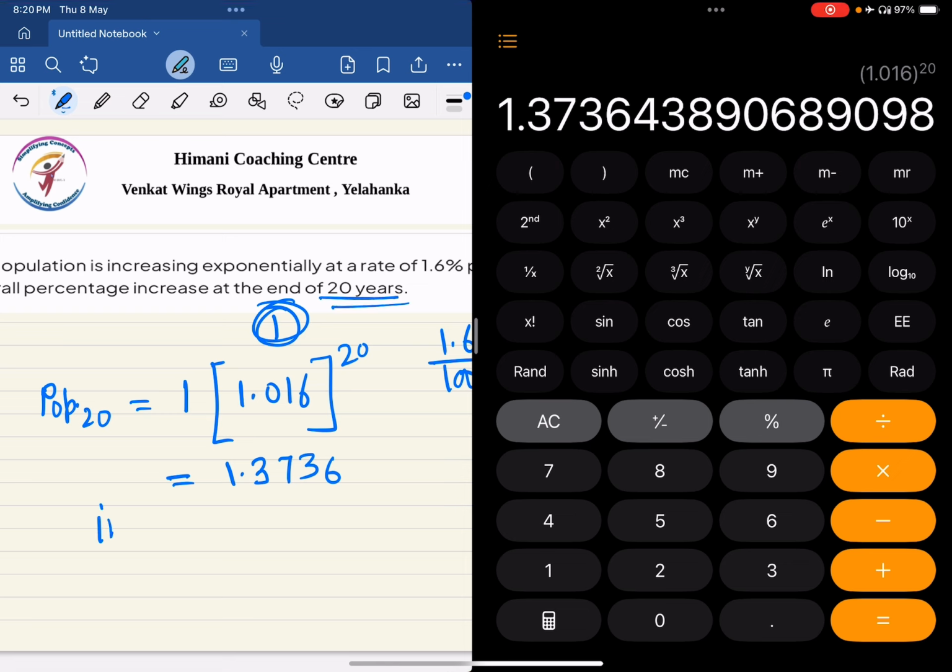Now see, what is the increase? Increase is 1.37 minus 1. So the increase is 0.373. So I have to find percentage. So 0.373 gets multiplied by 100 and the answer is 37.3%. Okay, so this is how we do questions on simple and compound interest.